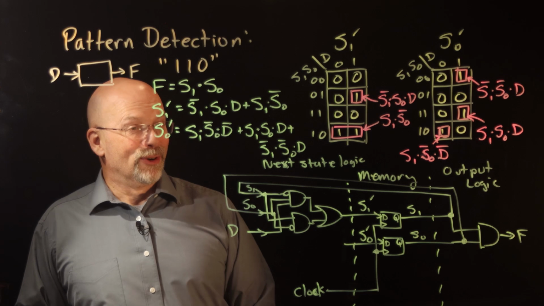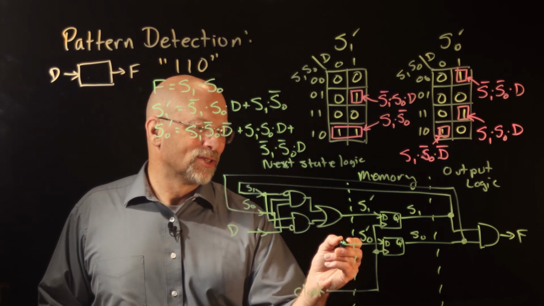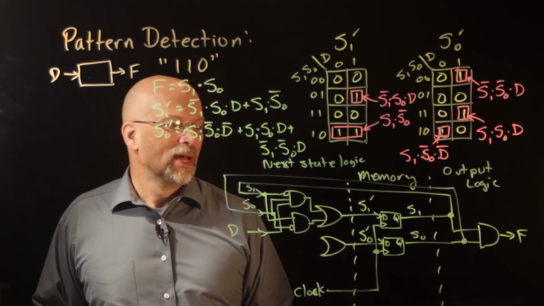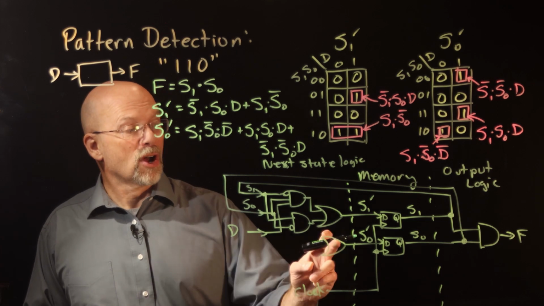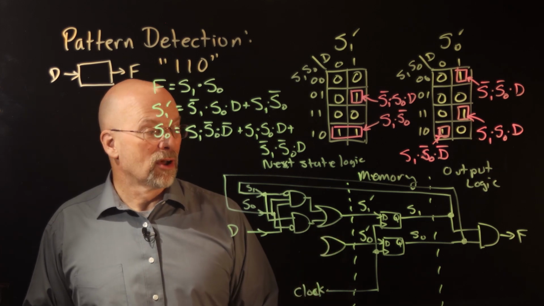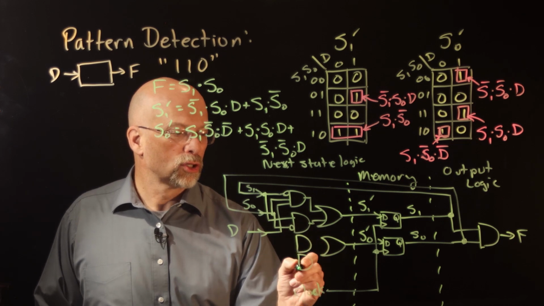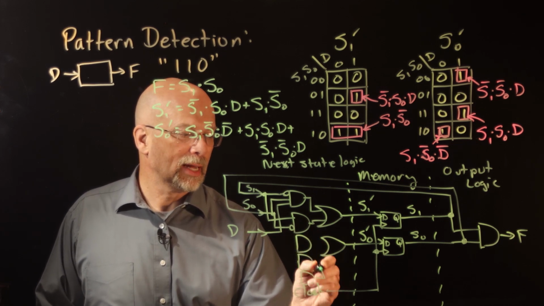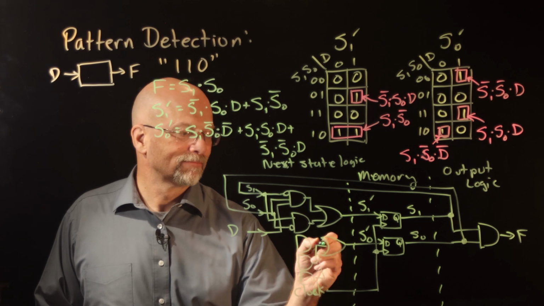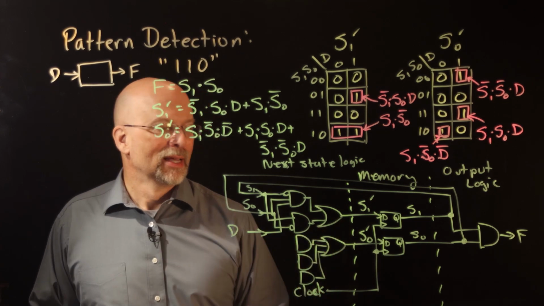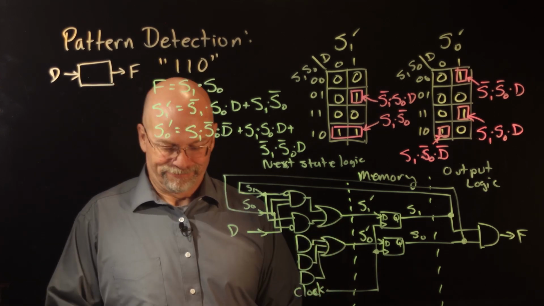Might not have enough room for S0 prime. Let's go ahead and try. So I've got S0. That's going to be a sum of products expression also. It's going to involve the ORing of 1, 2, 3 AND gates. Can't say it's going to be pretty.